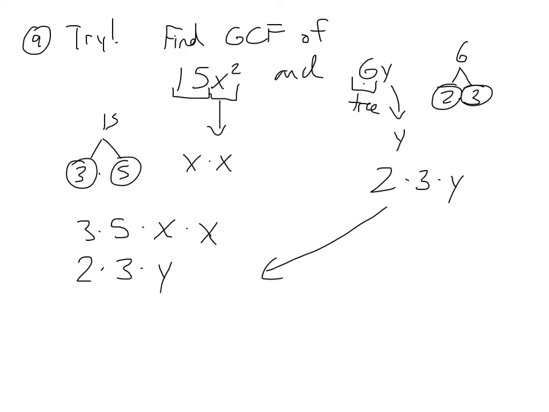And now I circle what they share. All right? And if you notice, the only thing that they share is a 3. Okay, they don't share a 2, they don't share a 5, they also don't share variables. So what is the greatest common factor of 15x squared and 6y? It's just the number 3. Okay, I understand that they both have variable parts, but they don't share any variables, so those variables can't be a greatest common factor, so you're done. It's just the number 3.